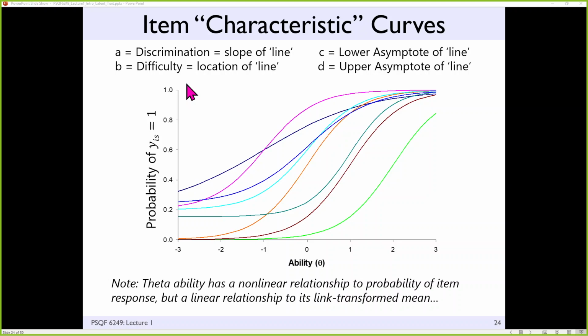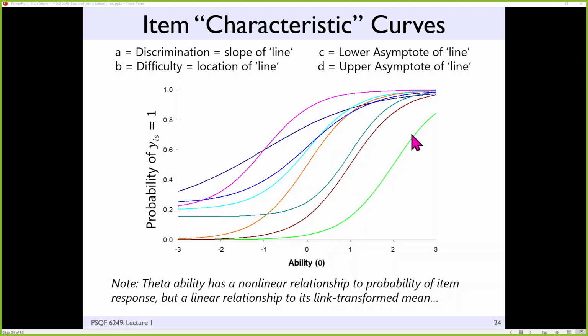However, pink doesn't win all the time because difficulty or severity, as you can think of it in a more psychological context, is where the line is relative to the ability continuum. And more specifically, in these models where you only have A's and B's, difficulty is the point where the line crosses a probability of 0.5. So the green line here has greater difficulty in terms of its item characteristic, or greater severity.